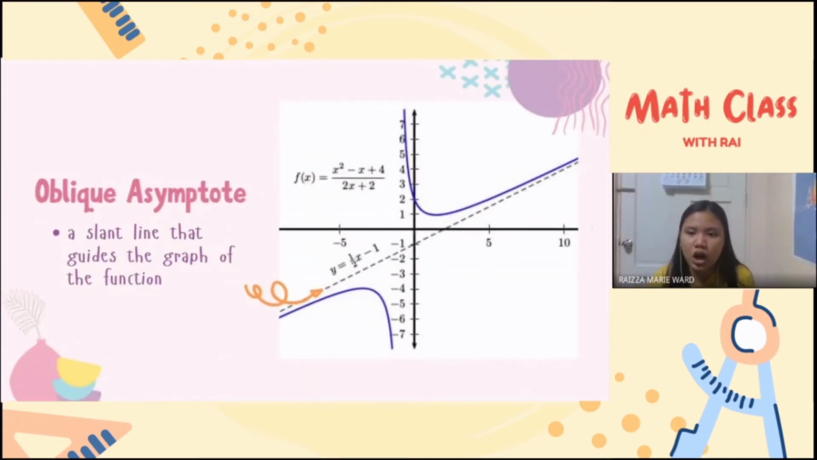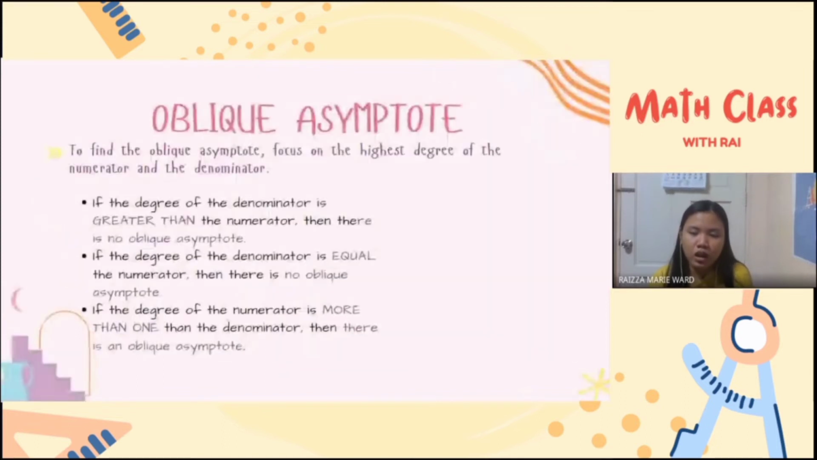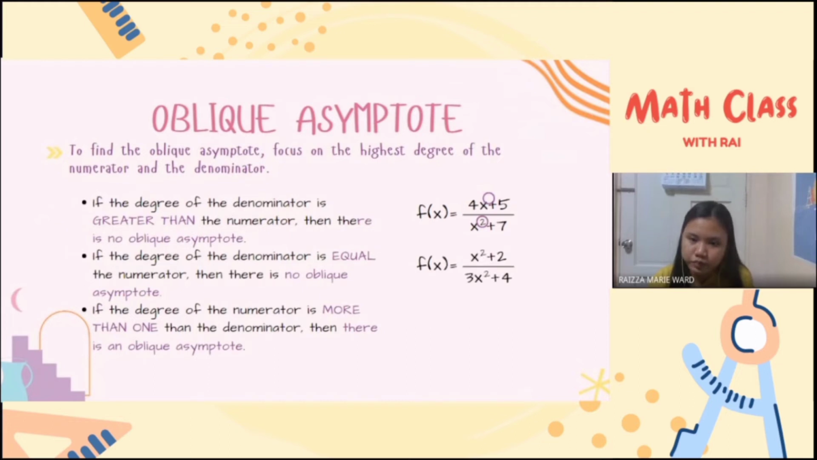Oblique asymptote. Oblique asymptote is a slant line that guides the graph of the function. To find the oblique asymptote, just like the horizontal asymptote, we are also going to focus on the highest degree of the numerator and the denominator. If the degree of the denominator is greater than the numerator, then there is no oblique asymptote. Here, makikita natin na the highest degree of the numerator is 1, while sa denominator is 2. Therefore, wala siyang oblique asymptote.